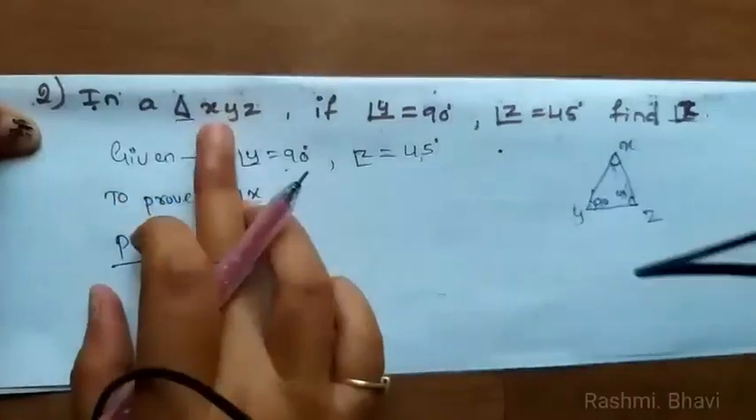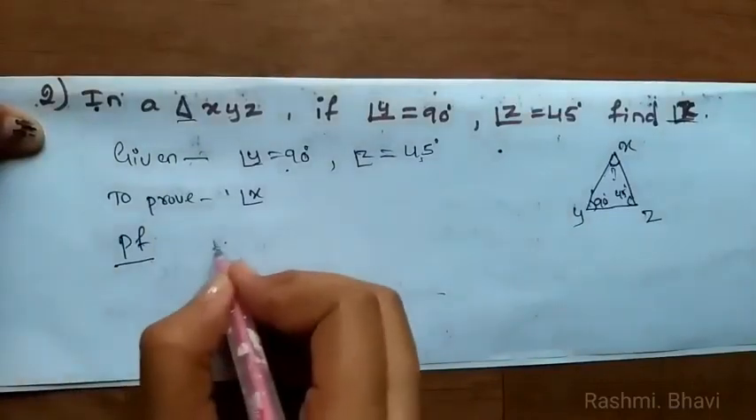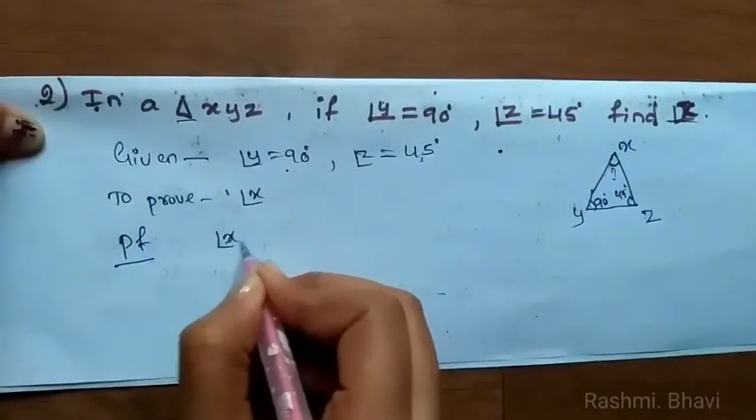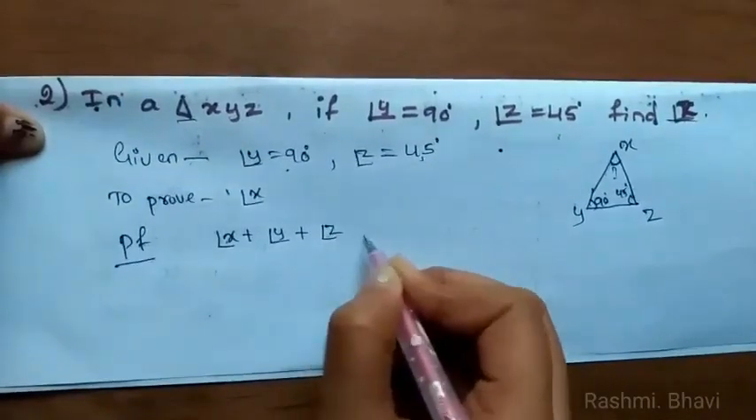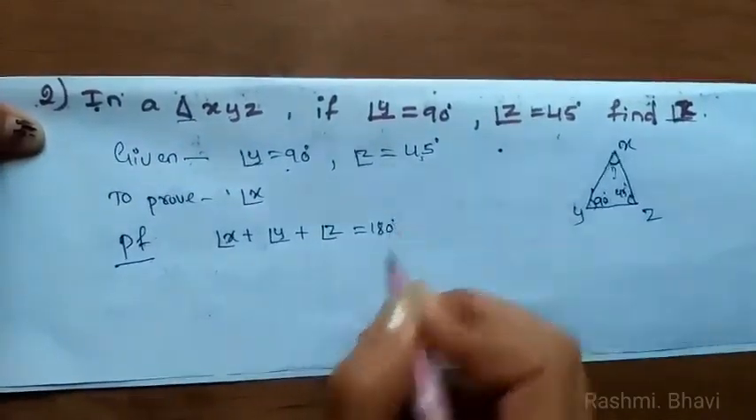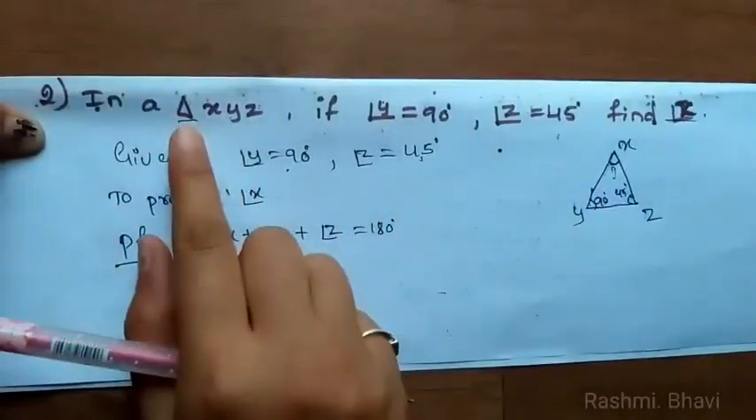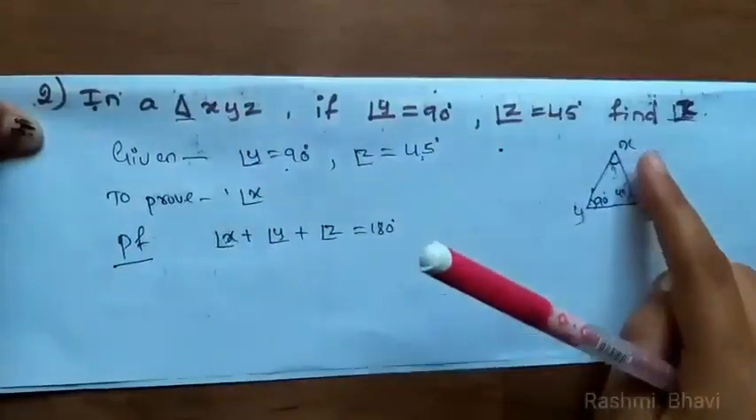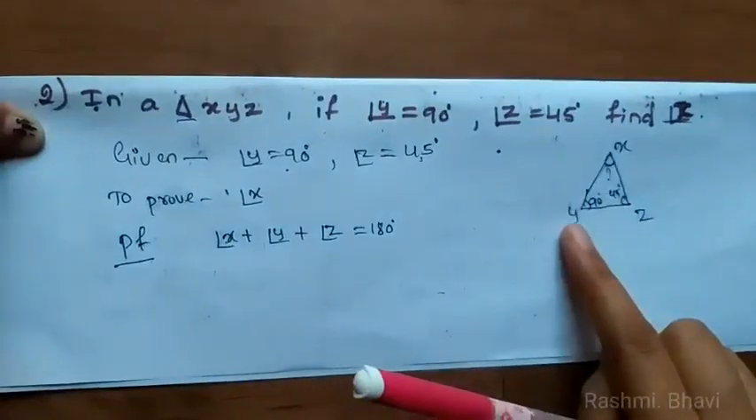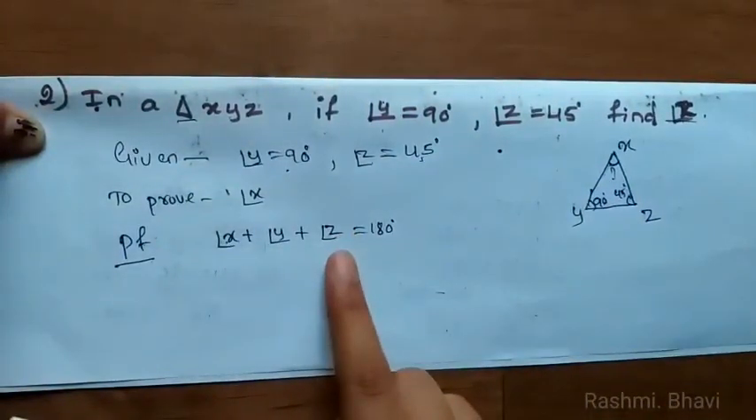Here the triangle name is XYZ. That's why we have to use the formula angle X plus angle Y plus angle Z is equal to 180 degrees. Triangle XYZ is the given name, no? So we have to write the formula as angle X plus angle Y plus angle Z is equal to 180 degrees, which is our statement.